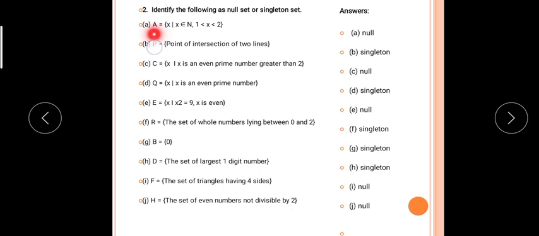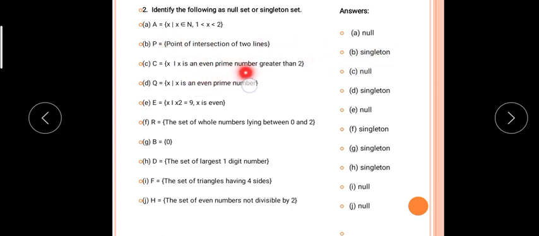If you observe the first set, set A is the set of all x such that x belongs to N and 1 is less than x which is less than 2. So how many elements are there, natural numbers between 1 and 2? No, there is no element, and therefore it is a null set. A point of intersection of two lines: always remember that when two lines intersect, the intersection is always one point only, and therefore it is a singleton element.